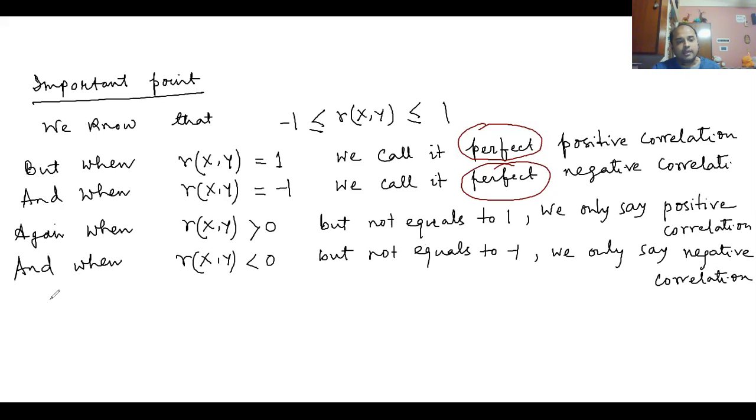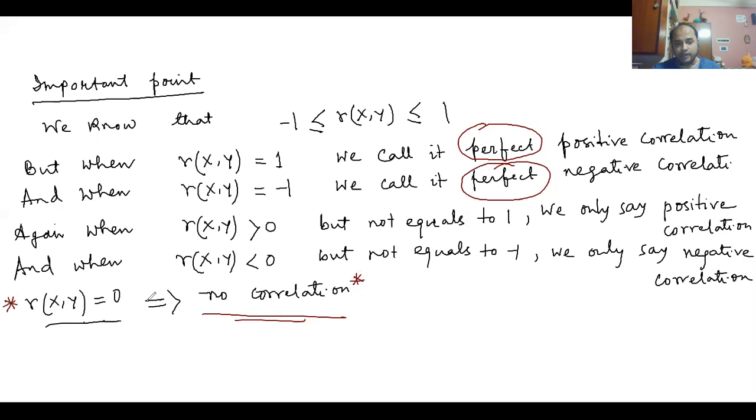When Rxy is equal to 0, we call it no correlation. And this point is very important. It needs lots of discussion further. So I'm going to talk about this particular point later on. So you get to know these terms: perfect positive, perfect negative, only positive, only negative correlation.